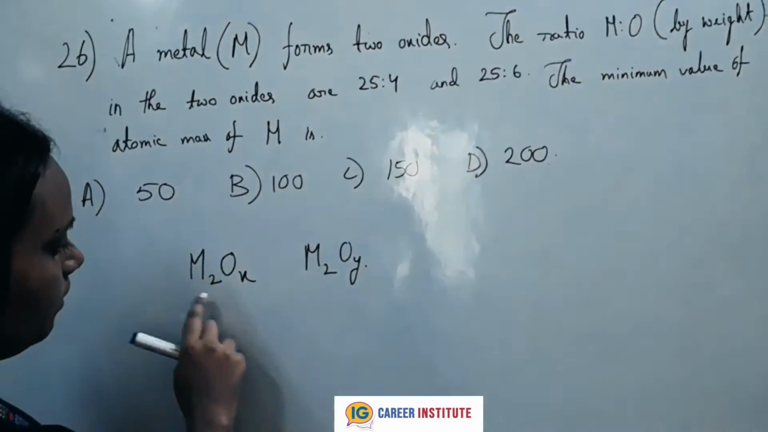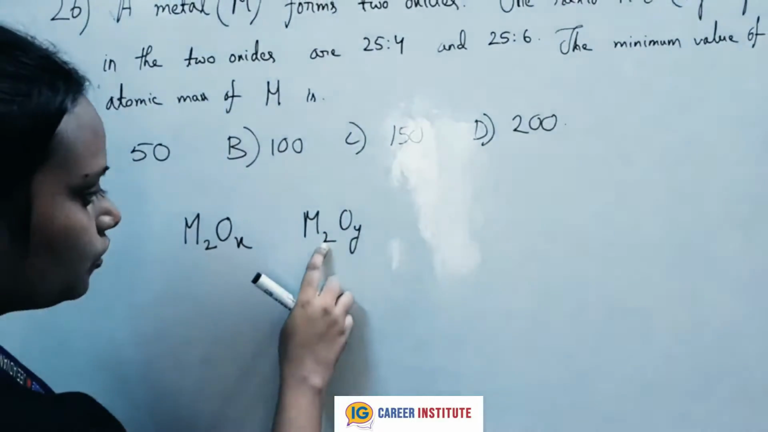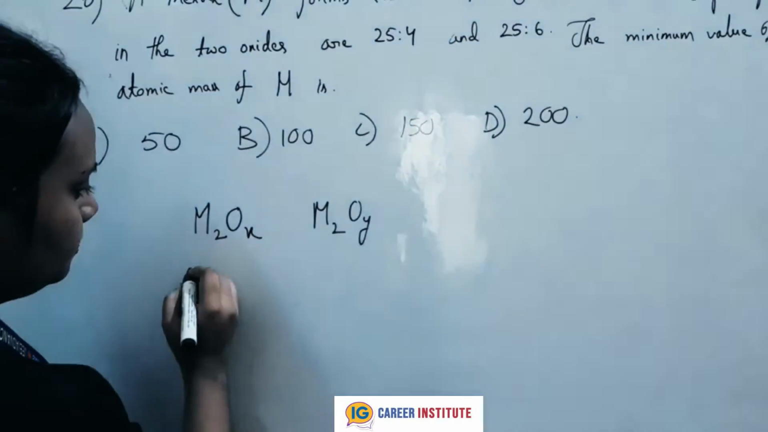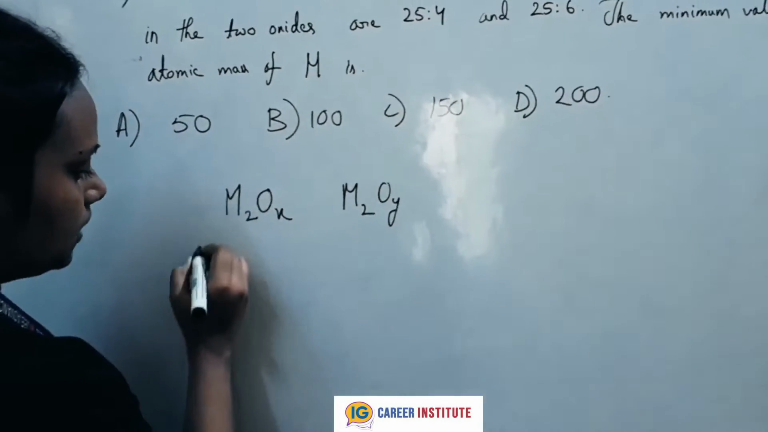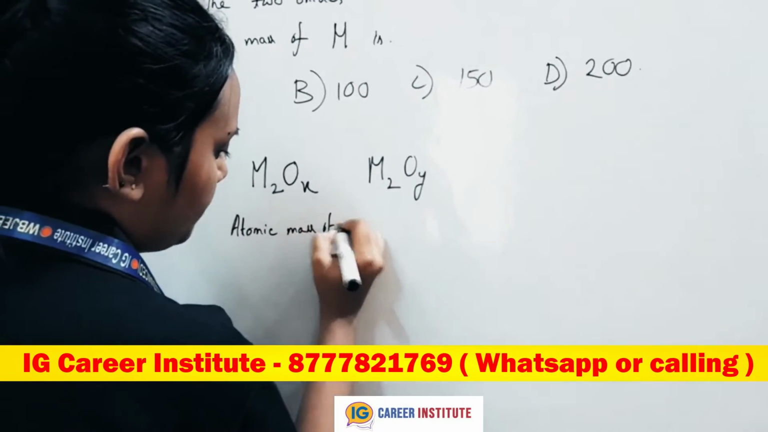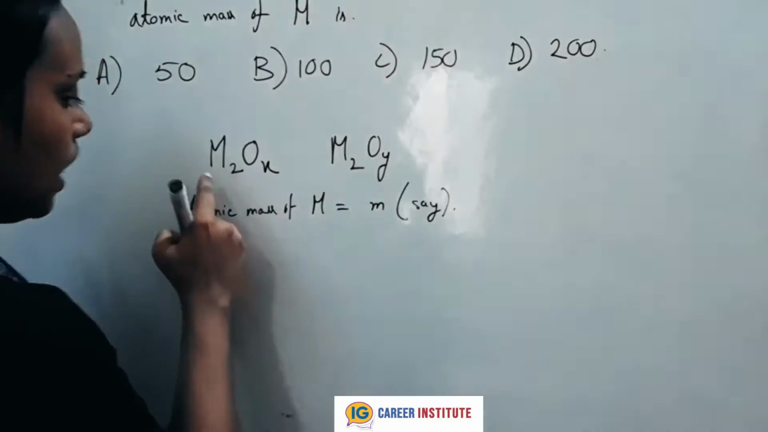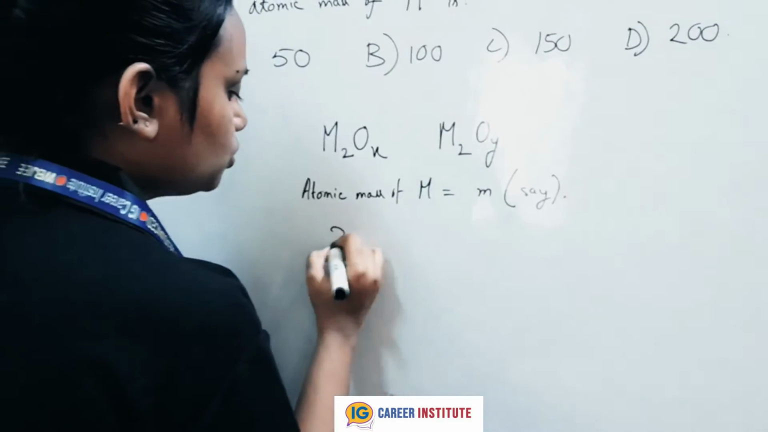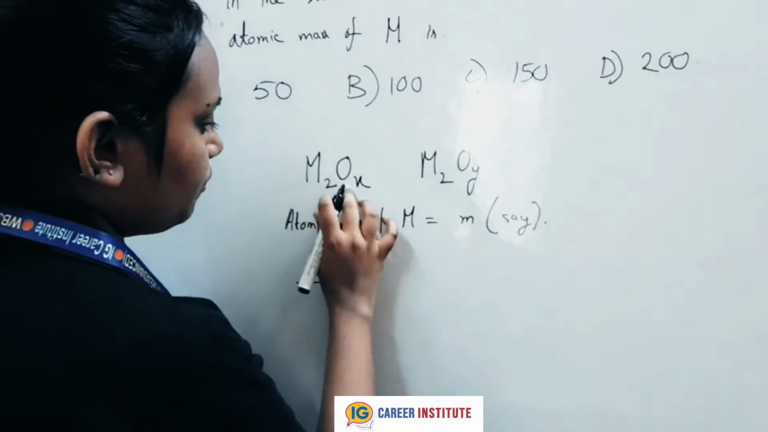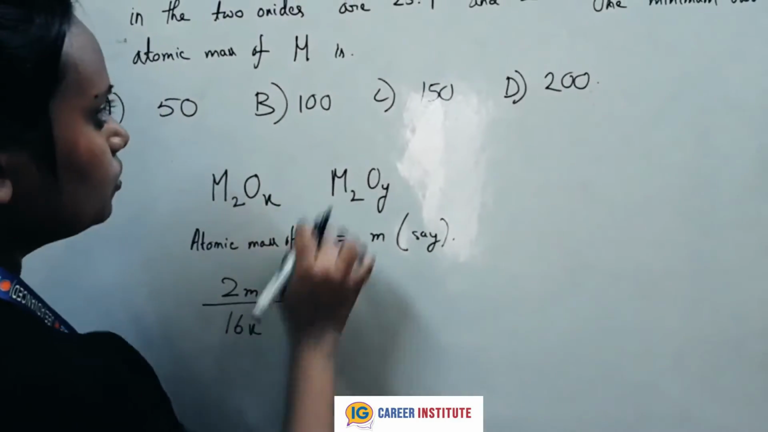So we have considered one valency to be X and the other valency of M to be Y. And the valency of oxygen is 2. So in both the cases, we have put 2. Okay. Now, if I consider the atomic mass of M, capital M, that is the metal, to be small m, say I have considered it. So how many metals are present here? 2 metals. So 2m divided by how many oxygen? X. And what is the atomic weight of oxygen? That is 16. So 16x, that equals the ratio.